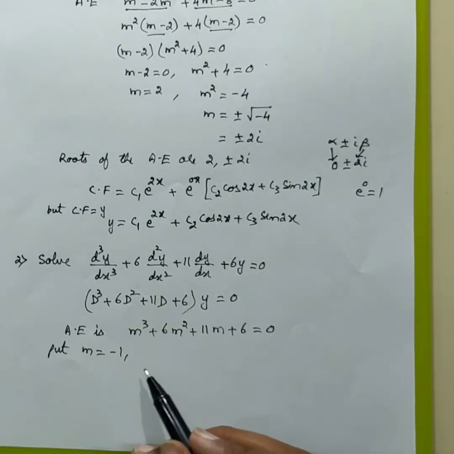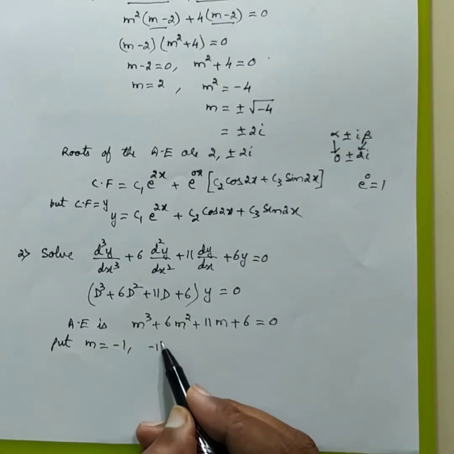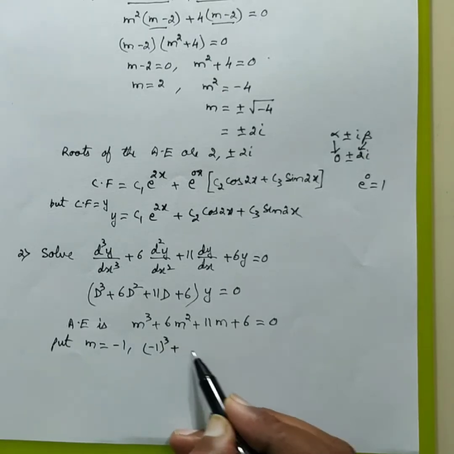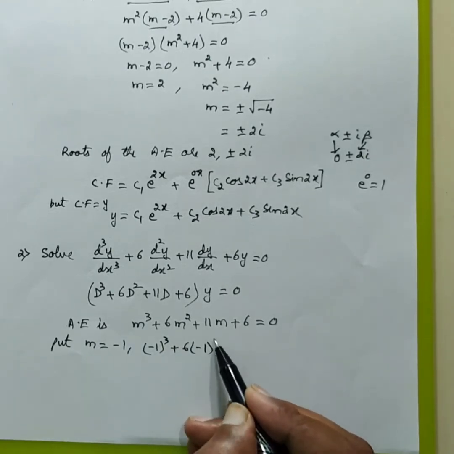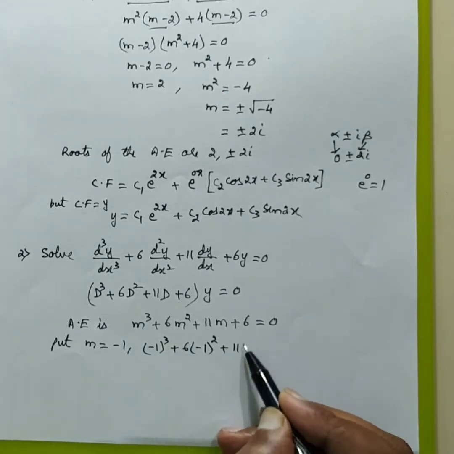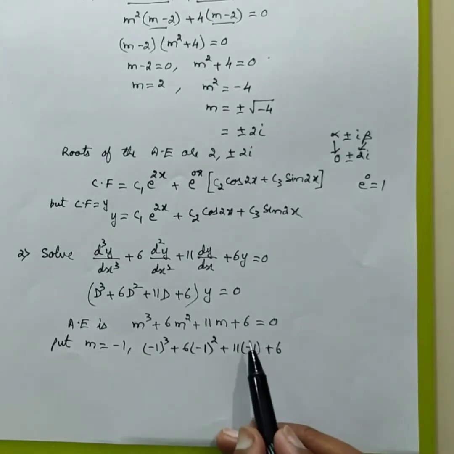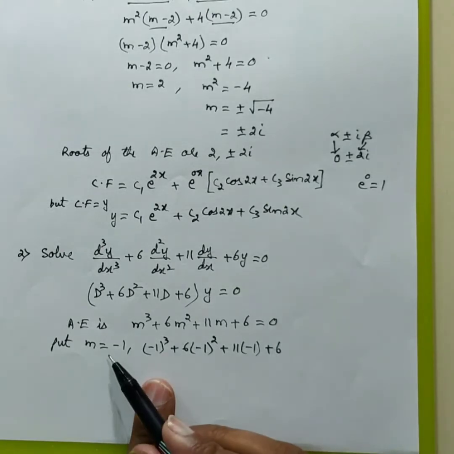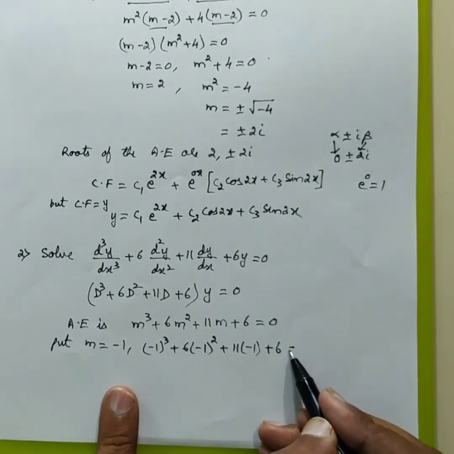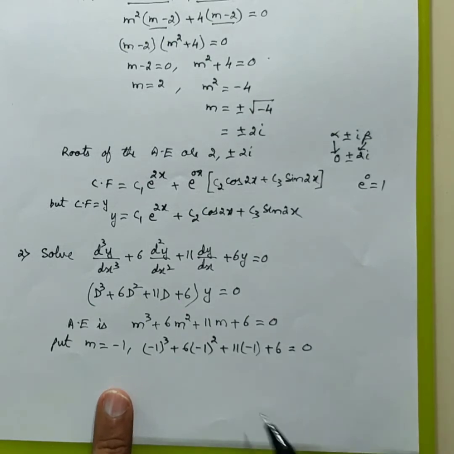If you put m to be -1, this becomes (-1)^3 + 6(-1)^2 + 11(-1) + 6. This value should be equal to 0. Then we can say that m = -1 is a root. So I have to show that it is 0.